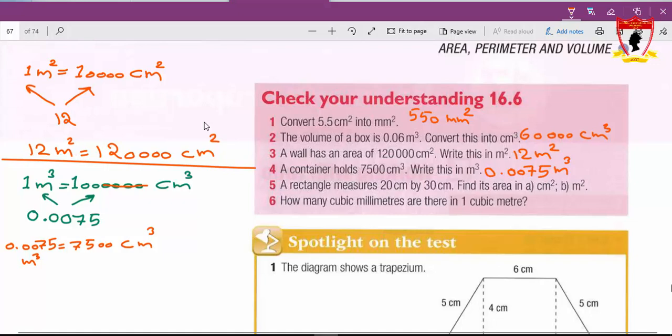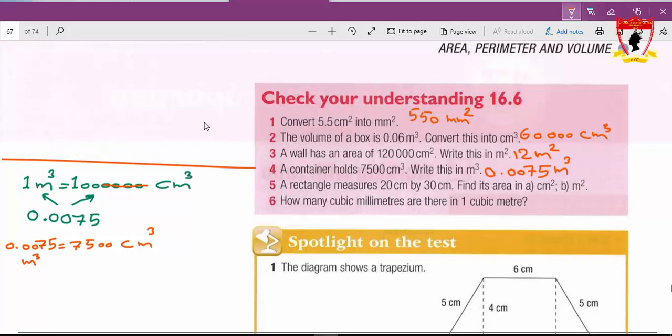A rectangle measures 20 centimeter by 30 centimeter. Find its area in centimeters and in meter. To find the area in centimeters, we just simply multiply them. 20 times 30. 20 times 30, they have 2 zeros, copy 2 zeros down. 2 times 3 is 6, so it's 600. 20 times 30, there are 2 zeros, 1, 2, 3 times 2, 6. So part A, the area is 600 centimeter square.